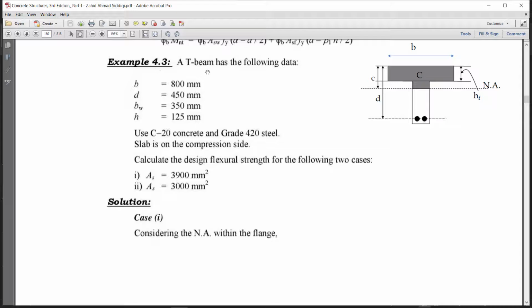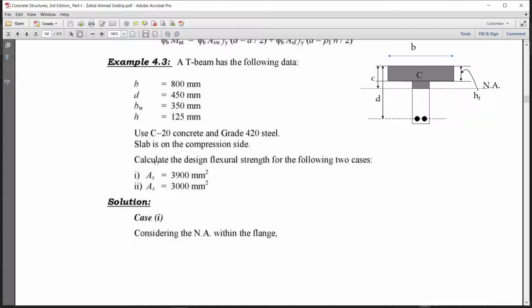Example 4.3. A T beam has the following data: B, the effective flange width, is 800 millimeter; effective depth d is 450; BW, the web width, is 350; H, the thickness of the flange, is given; concrete grade is 20 megapascal; grade of steel is 420 megapascal; the slab is on the compression side.